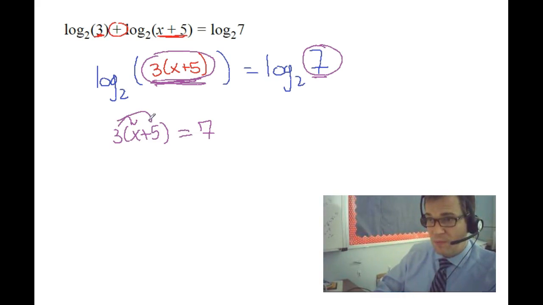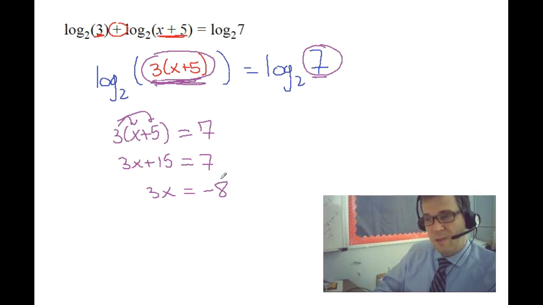So that 3 is going to distribute. 3x plus 15 equals 7. I'll subtract the 15 from both sides to get 3x equals negative 8. And I'll divide both sides by 3 to get x equals negative 8/3.